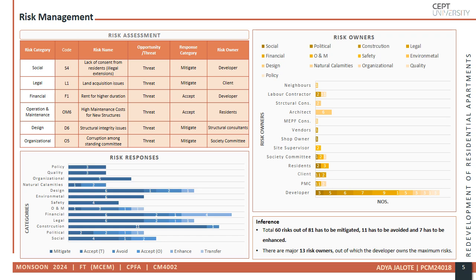Every identified risk was assigned to a specific stakeholder, ensuring accountability. For example, lack of resident consent, a social risk, is mitigated by the developer through active community engagement. Land acquisition issues, a legal risk, are managed by the client through clear communication and negotiation. Maintenance costs for new structures, an operational risk, are accepted by future residents. By assigning ownership, each risk is monitored and addressed effectively. A total of 13 risk owners were identified.